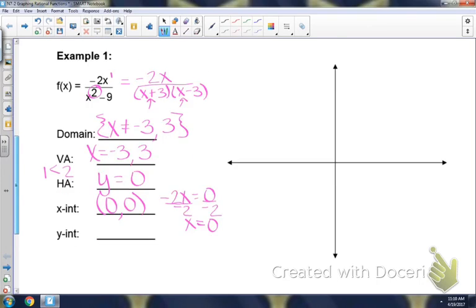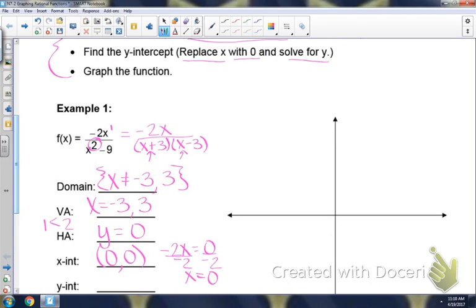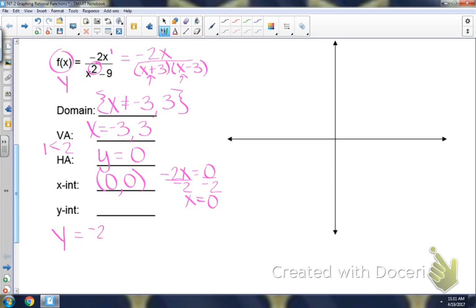To find your y-intercept, you're replacing every single x value with 0 in your function, and then you're solving for y. If you look back at your function, f of x is the same thing as y, so y equals negative 2 times 0 divided by 0 squared minus 9. You could either plug into your original or the factored form. It doesn't really matter. So you're going to get 0 on top, and negative 9 on bottom, so that would equal 0. So your x value of your y-intercept is always 0, and then we found the y-intercept to be 0.